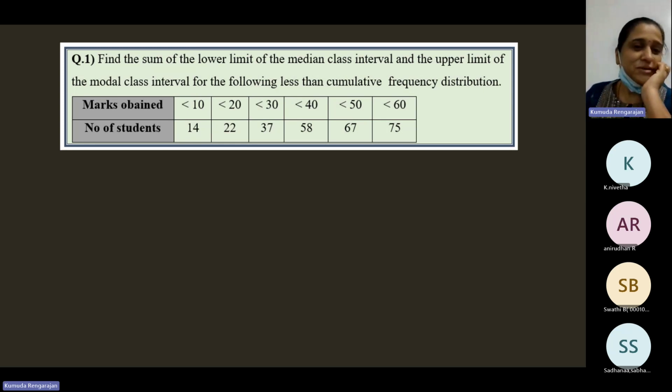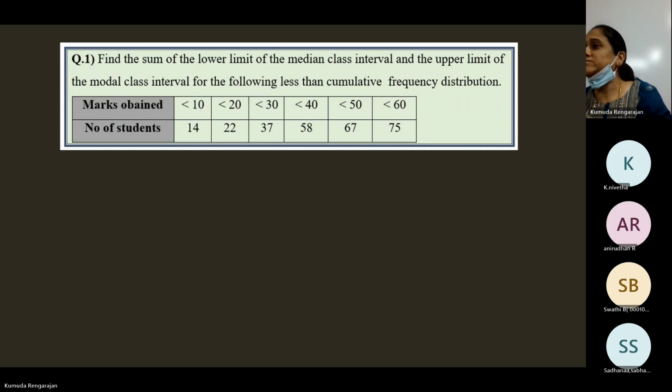What do we have to find? Find the sum of the lower limit of the median class interval and the upper limit of the modal class interval. So first prepare the frequency distribution, then identify the median class and the modal class. Using n by 2, you will find the median class, so you need to generate the CF column. Then identify the modal class interval based on the highest frequency. Now add the lower limit of the median class interval and the upper limit of the modal class interval. That is the answer. Find the sum. That is the required answer.